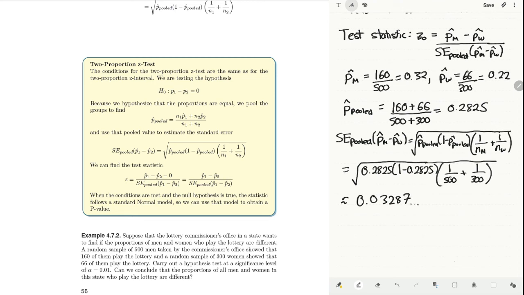And now we're ready to find our test statistic. So we take the sample proportion in men, which is 0.32, minus the sample proportion in women, which is 0.22, divided by the standard error, which is 0.03287. And rounding to 2 decimals, our z-score is 3.04.